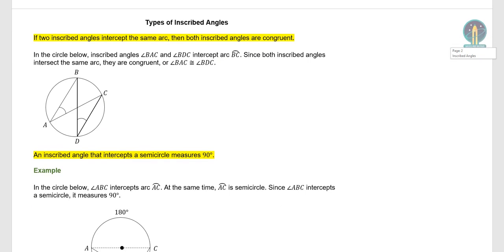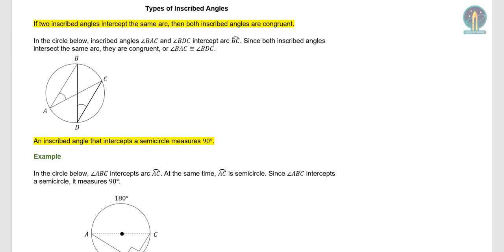Types of inscribed angles. If we have two inscribed angles intercepting the same arc, just like we have here, then both inscribed angles are congruent. So here we have angles BAC and BDC intercepting this arc BC. Therefore, both of these angles are congruent. So if we know one of them, the other angle should be the same value.